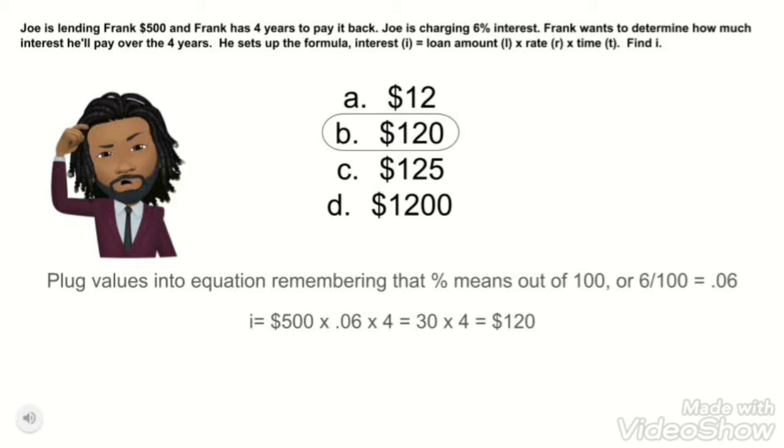We're just looking for the interest. And how you figure out how much he paid total: you take that 120 and you add the 500 that he originally borrowed. He originally borrowed 500. He had to pay $120 in interest because it was 4 years. And that gave him a $620 bill once he had to pay it.